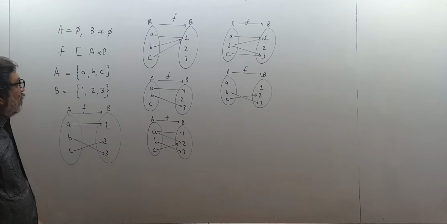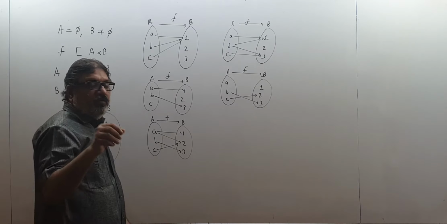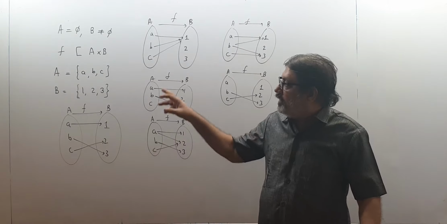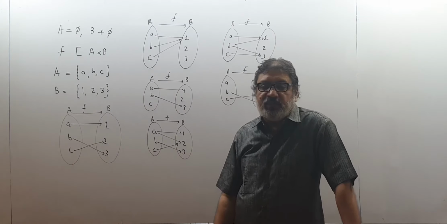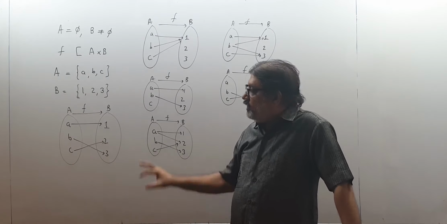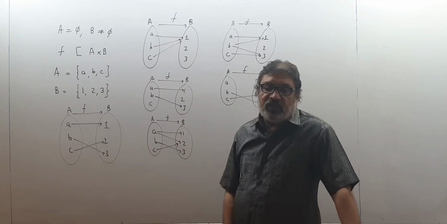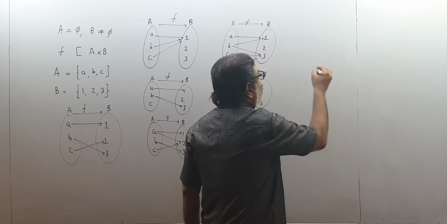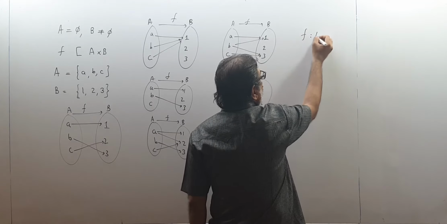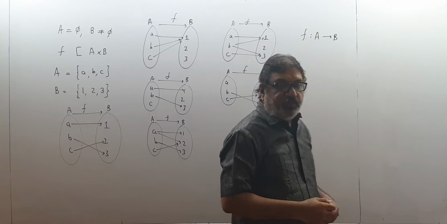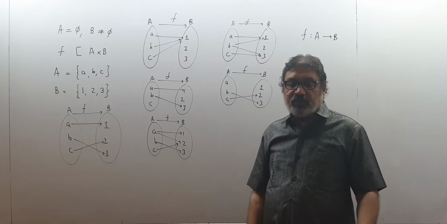Now children, when will F be called a function from A to B? If F is a subset of A cross B and F is a function really satisfying certain conditions which we will discuss now, then F will be called a function from A to B, and we will write it like this: F is a function from A to B. We will write like this in notation form if it is really a function.